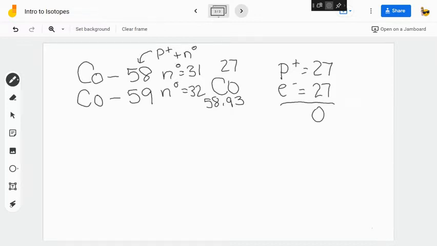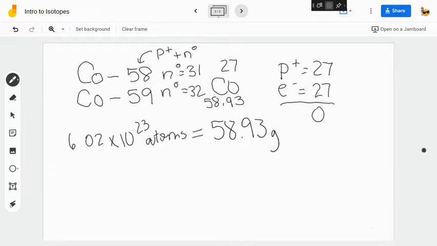Remember, not one atom of cobalt has a mass of 58.93, but if you took 6.02 times 10 to the 23rd atoms, lots of them, it would be a random sampling and would have 58.93 grams per mole.